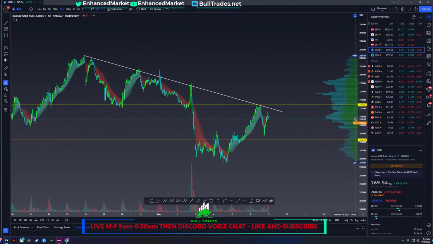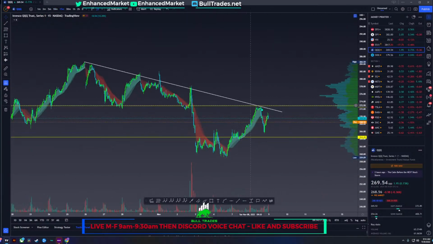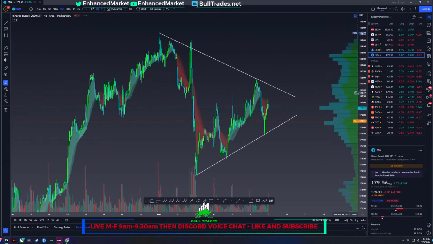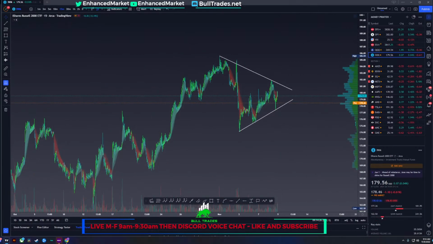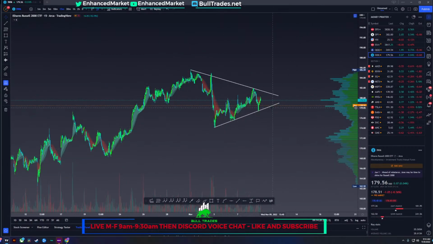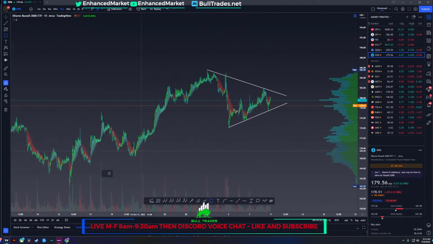QQQ, same thing pretty much here. Multiple rejections across the top, creating higher and higher lows, looking to chop a little bit before we break out to the upside. IWM looks very good. I was looking at this chart. We're approaching a support here. We have 3 bounces off this bottom trend line, and we're testing it here in pre-market.